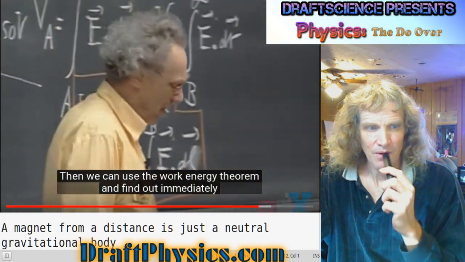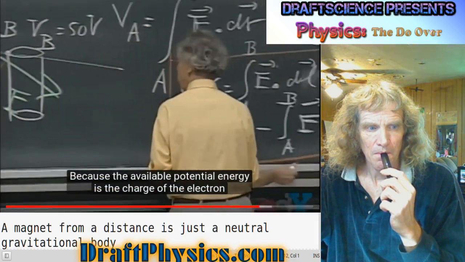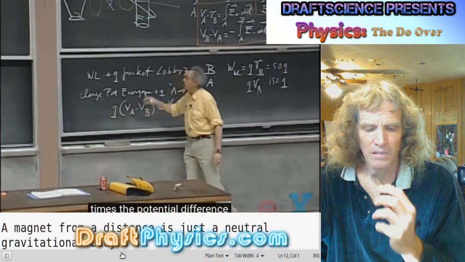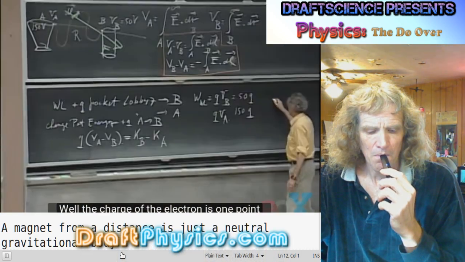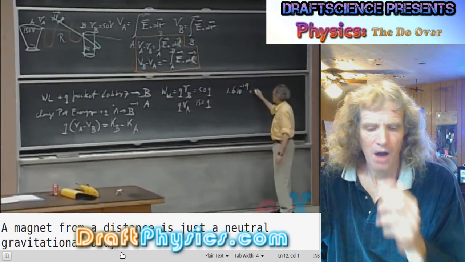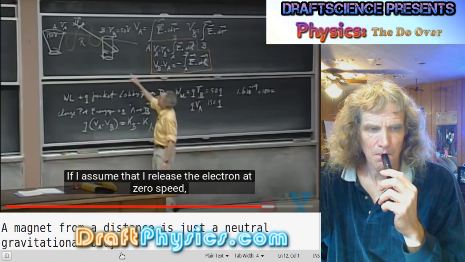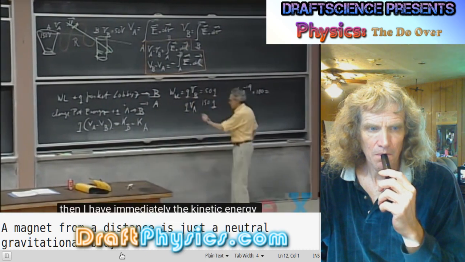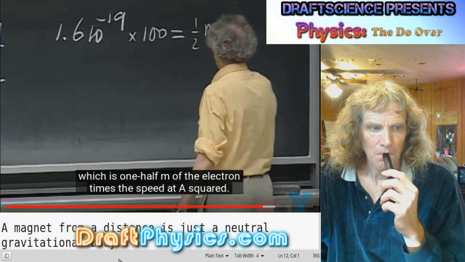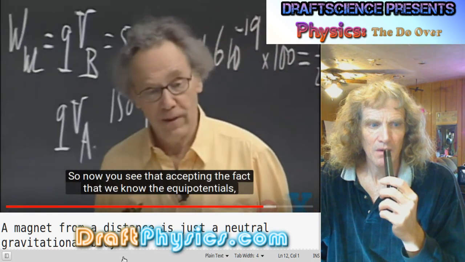Then we can use the work energy theorem and find out immediately what that kinetic energy is. Because the available potential energy is the charge of the electron times the potential difference between these two objects. Well, the charge of the electron is 1.6 times 10 to the minus 19 Coulomb. The potential difference is 100 volts, and that is the difference in kinetic energy. If I assume that I release the electron at zero speed, then I have immediately the kinetic energy that it has at point A, which is 1/2 m of the electron times the speed at A squared.